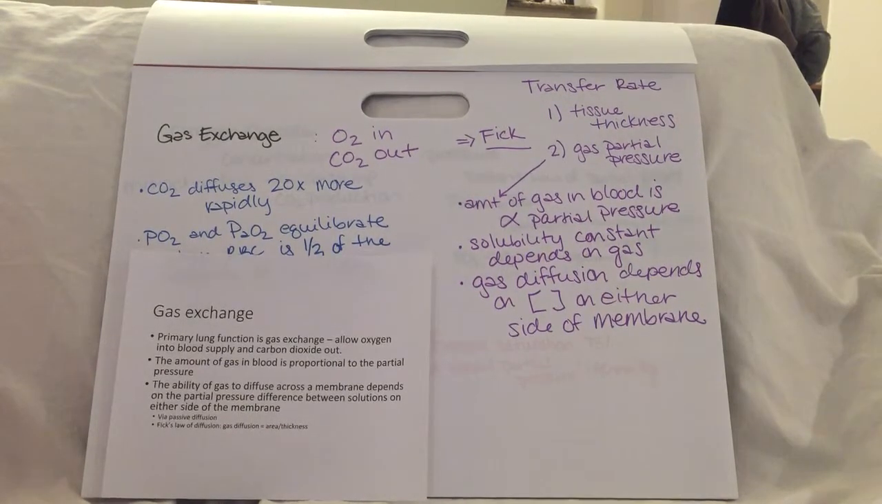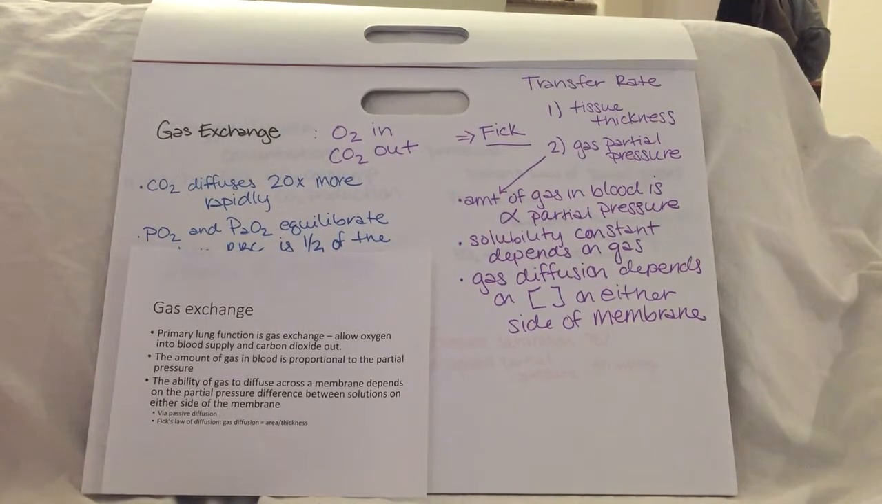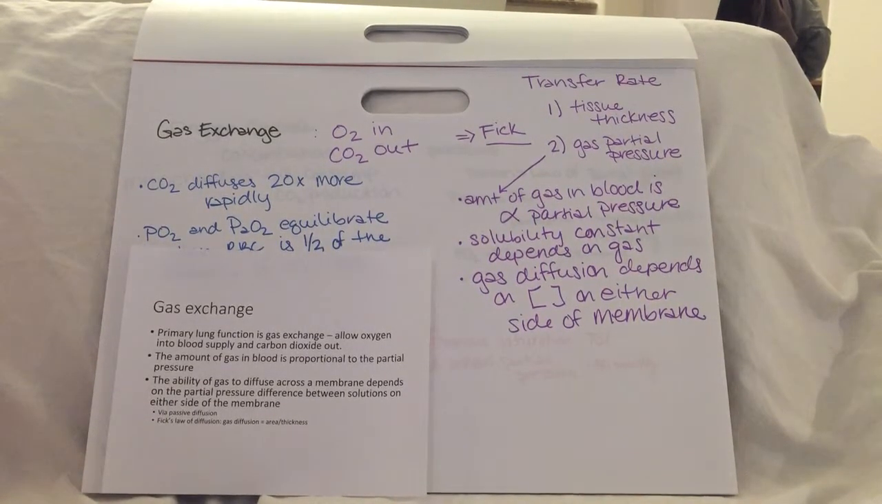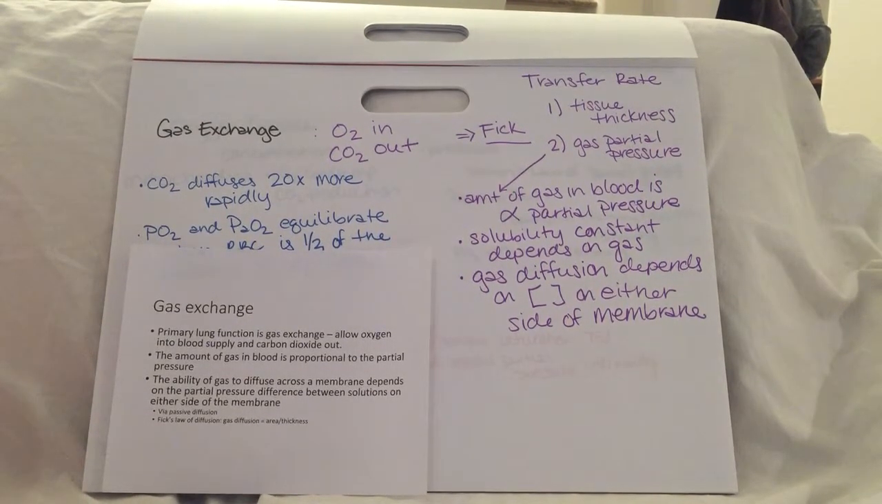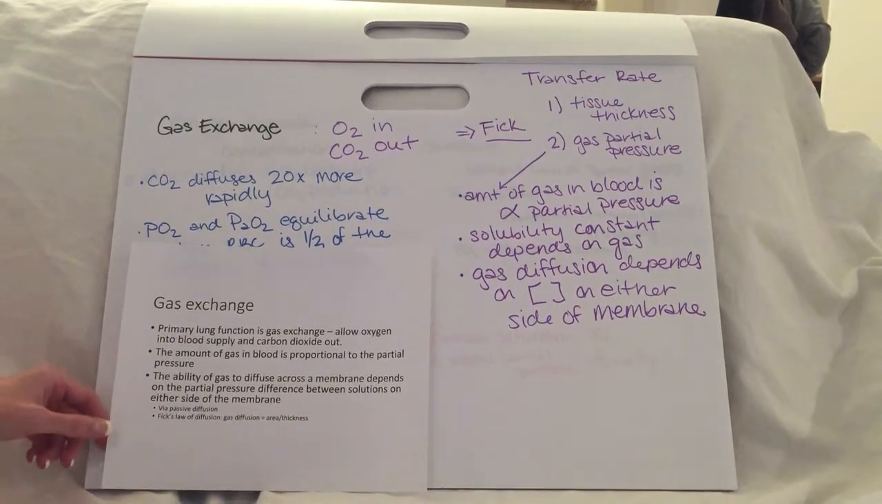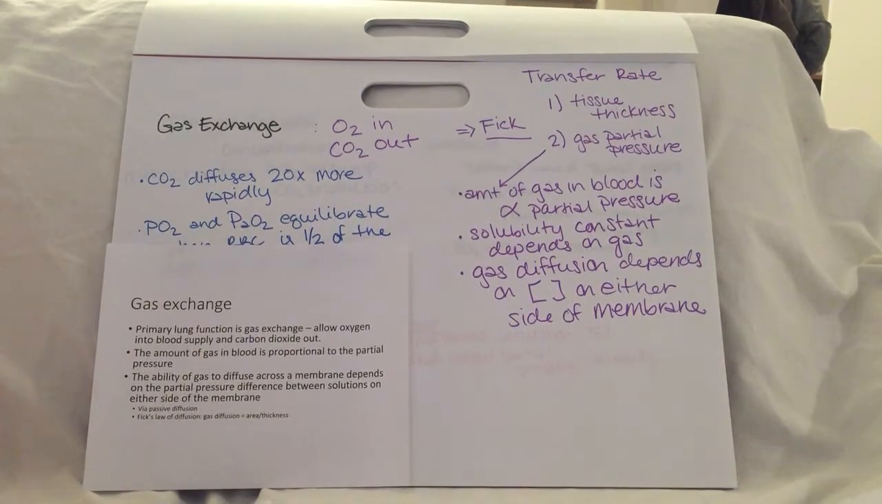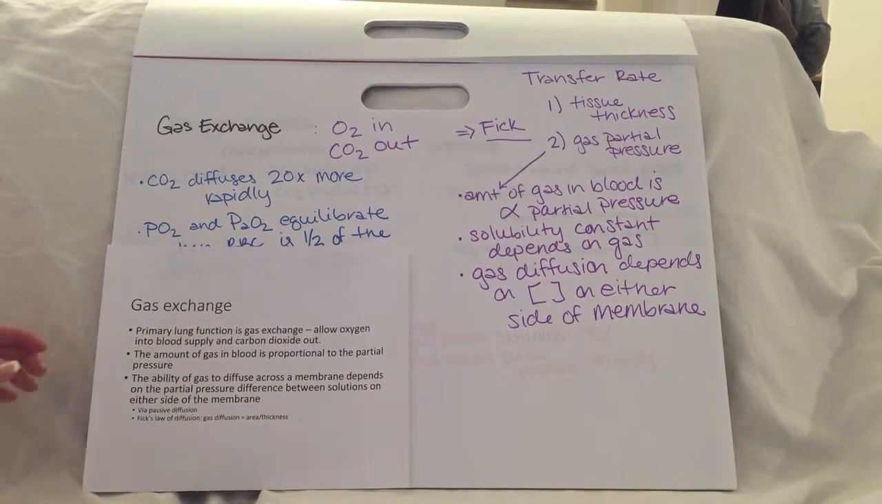Fick's law says that the transfer rate of a gas across a membrane is going to be determined by number 1, tissue thickness, and number 2, the gas partial pressure. A principle of the gas partial pressure is that the amount of gas in blood is directly proportional to the partial pressure of the gas. And the solubility constant for the gas in the blood is different from gas to gas. So gas diffusion across a membrane depends on the concentration on either side of the membrane.